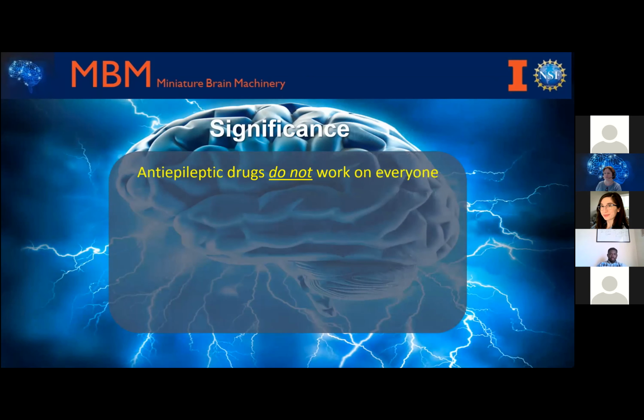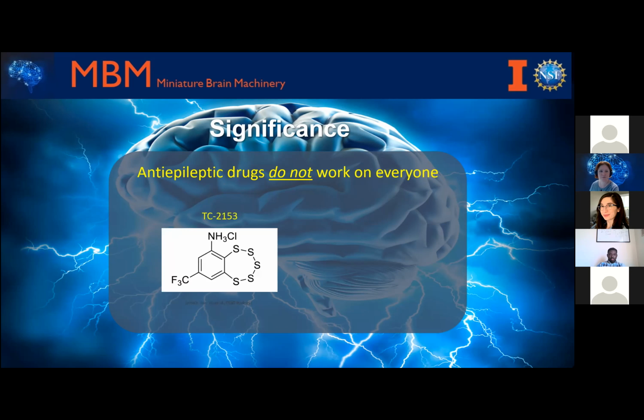So foremost, anti-epileptic drugs, or AEDs, do not work on everyone, especially patients with temporal lobe epilepsy, or TLE, who account for about 60% of all epileptic patients, and their seizures are typically drug resistant. So finding small novel chemical compounds is in critical need. And my particular compound of focus is TC2153, which is a novel STEP protein inhibitor.